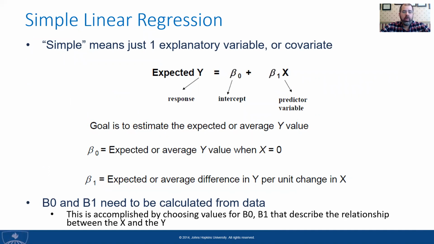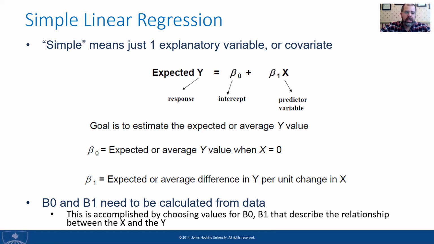So here's a general equation for simple linear regression described in words. Here, simple means just one explanatory variable or covariate. So the expected Y is a function of an intercept, or beta naught, and the predictor variable, and the relationship of the predictor variable with the expected Y is encapsulated by a parameter beta 1. This is the same equation as Y equals B plus MX that we described earlier. It's the rise over the run.